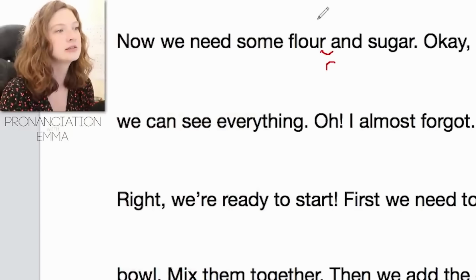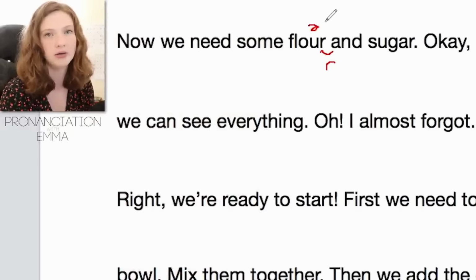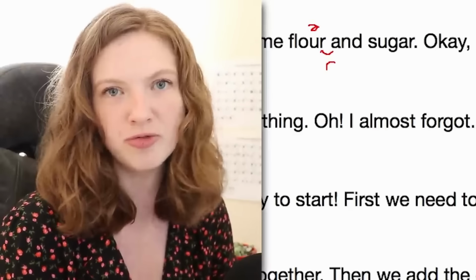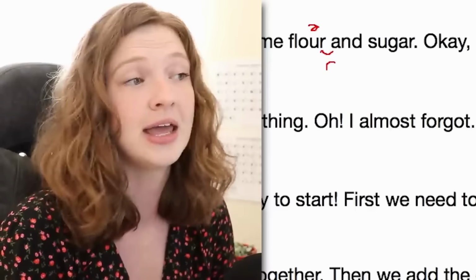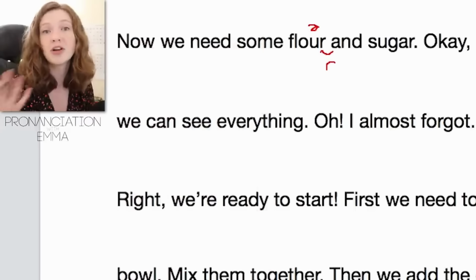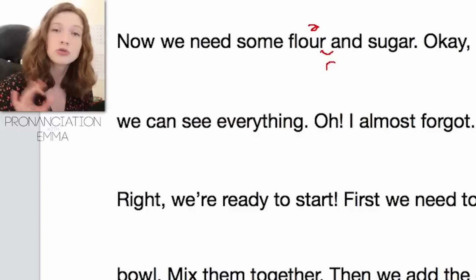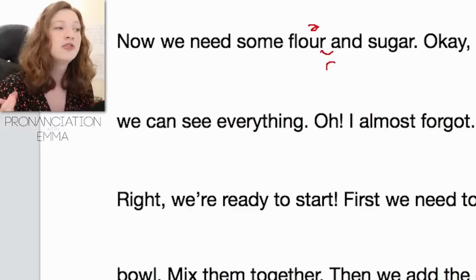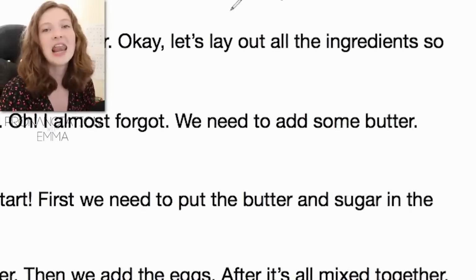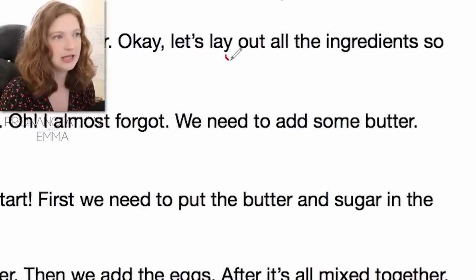Flour ends in a schwa, okay? Depends on the accent. Some accents do pronounce the r. Here I'm focusing on RP, modern RP, where the R isn't pronounced, it's silent. But here, because we've got a vowel coming after, we're going to join them together with a r. Flour and sugar.